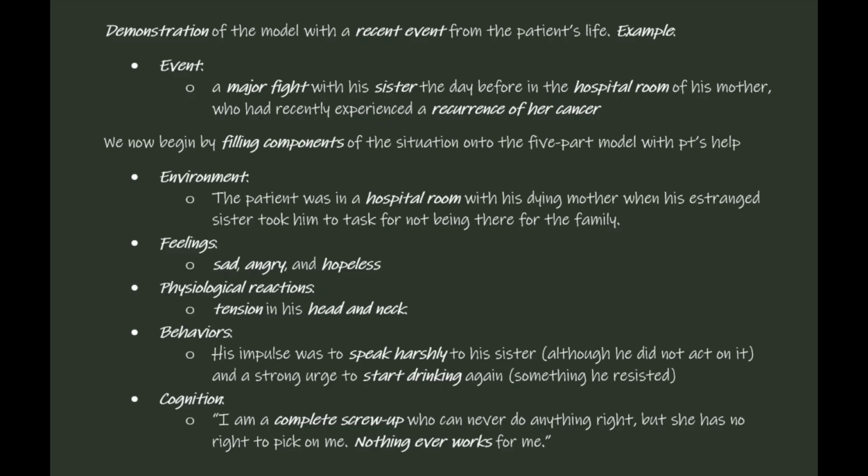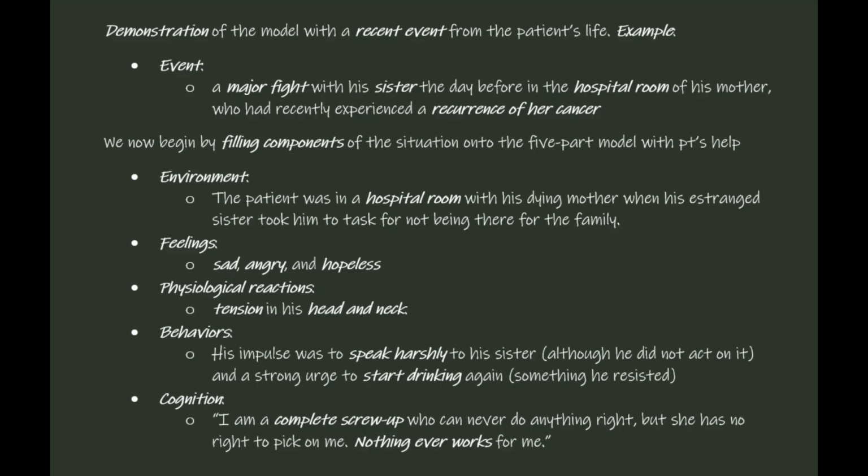Example of demonstration of the model with a recent event from the patient's life. Event: a major fight with his sister the day before in the hospital room of his mother, who has recently experienced a recurrence of her cancer. We now begin to fill components of the situation into the 5-part model with the patient's help. Environment: the patient was in a hospital room with his dying mother when his estranged sister took him to task for not being there for the family.